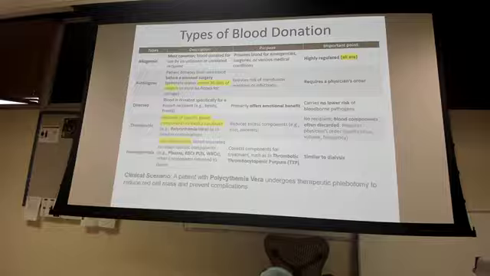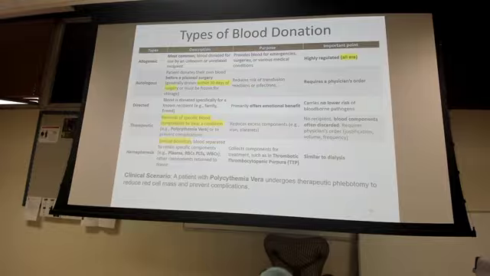Then you have directed. So this is blood that is donated specifically for a known recipient, so a family member or friend. You see this a lot in stem cell collections. You see this a lot with bone marrow collections. You'll have this directed blood that also is used.